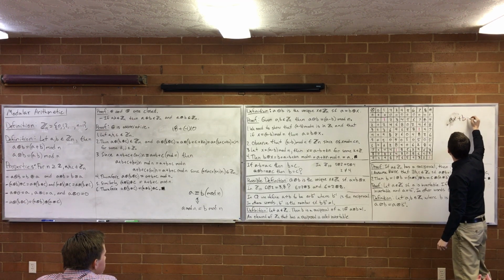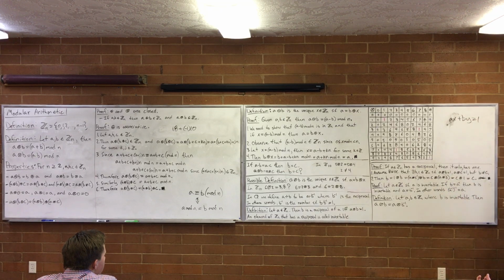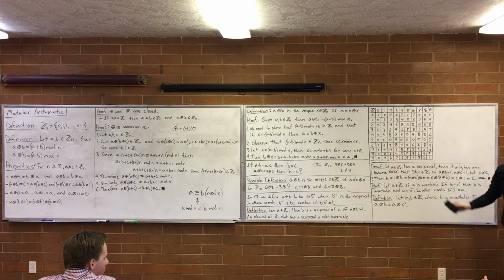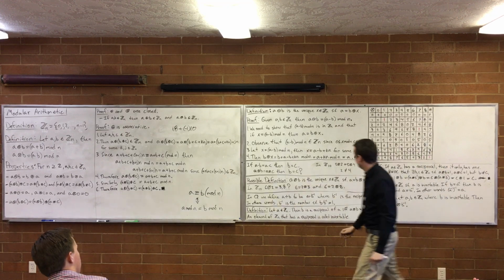ax plus by equals 1. What does it equal? The greatest common divisor. But we were specifically interested in the case where they were relatively prime and it equaled 1. And we'll see that come up again too.